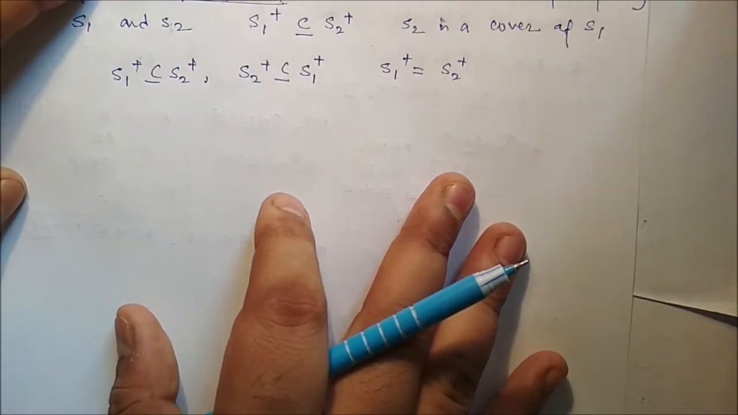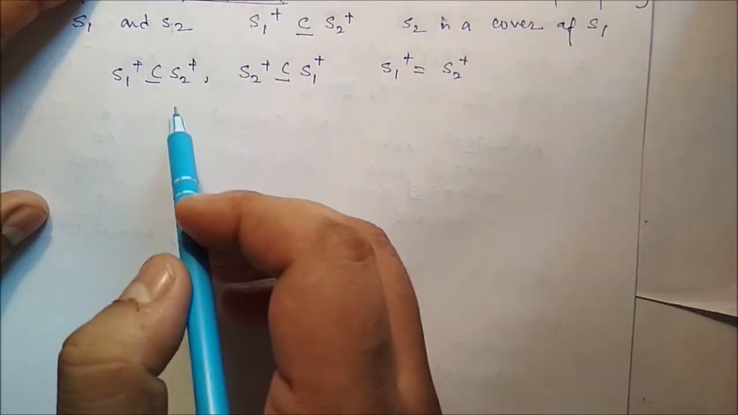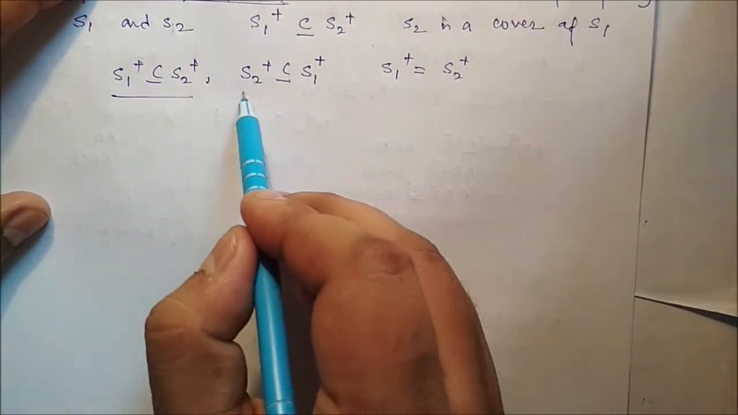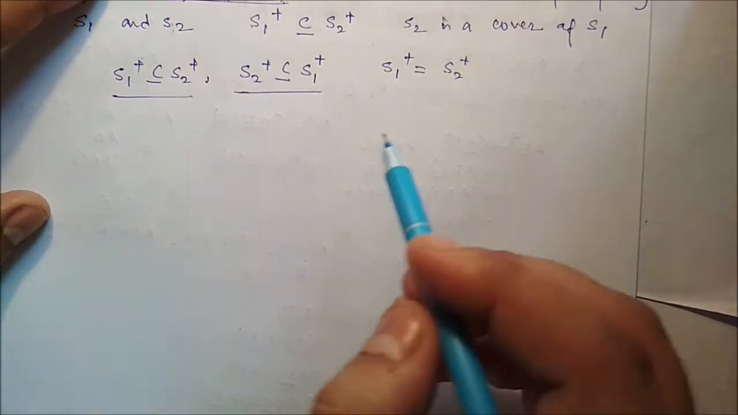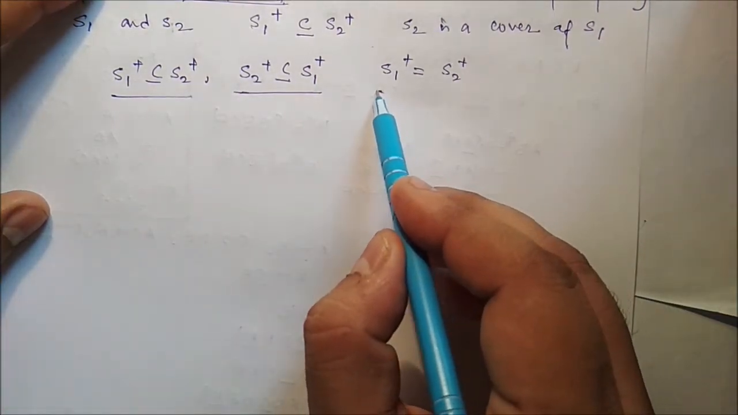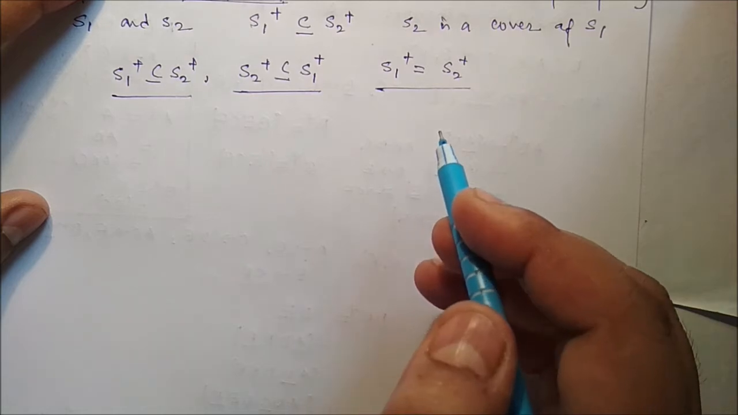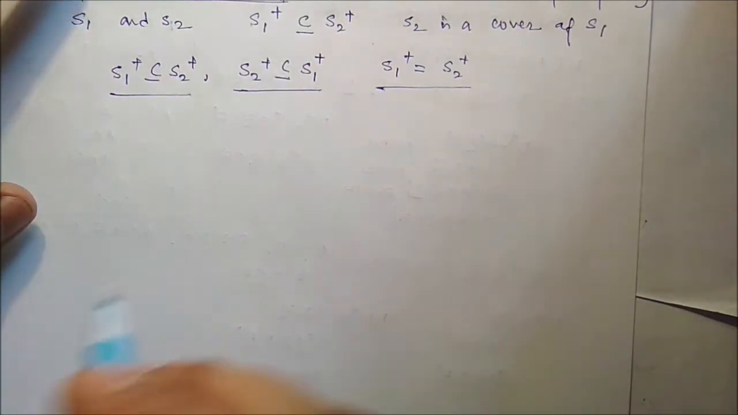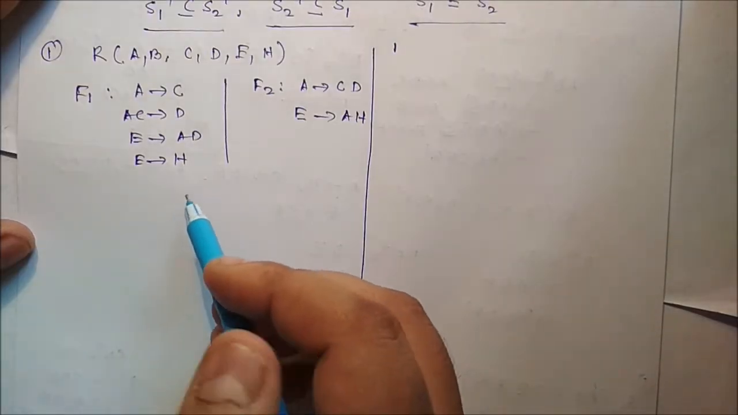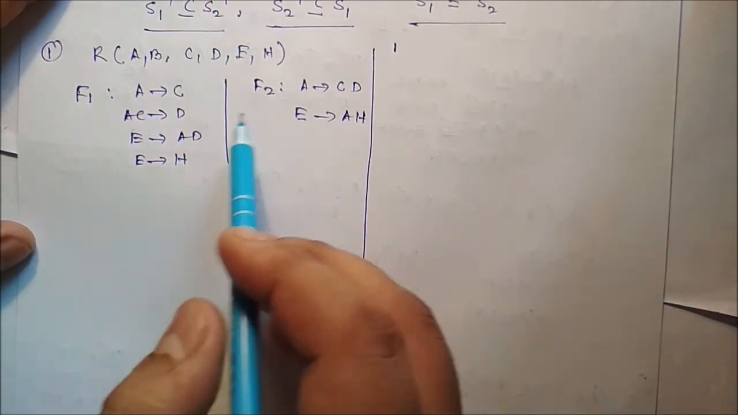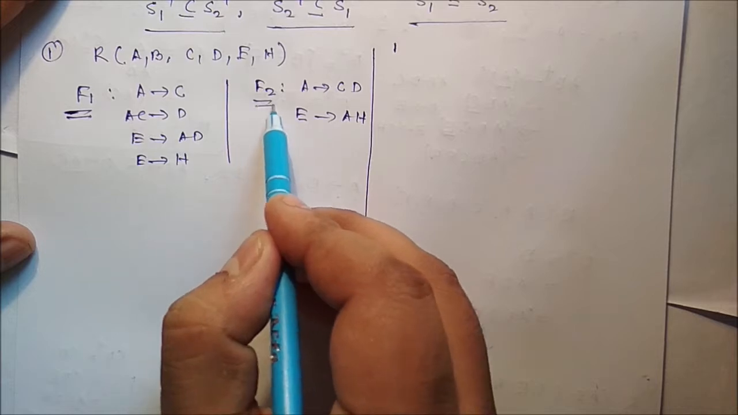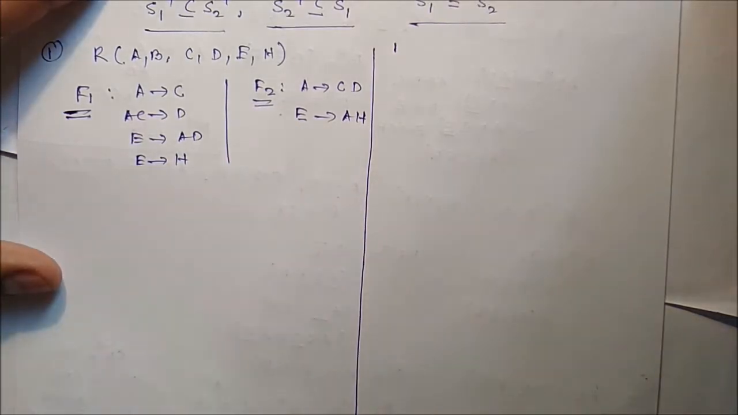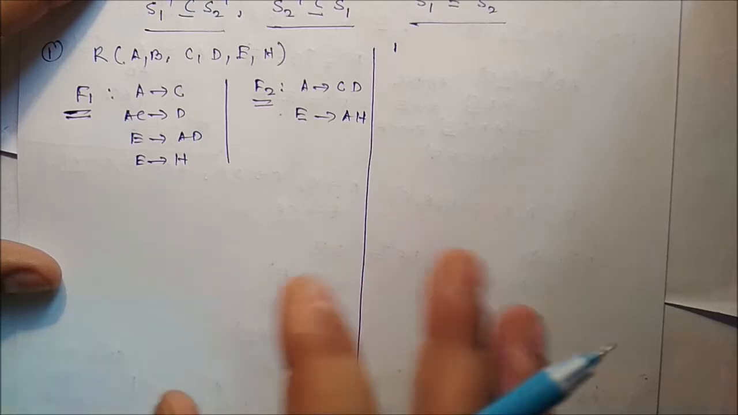Are you getting this one? So if S2 is a cover of S1 and S1 is a cover of S2, that is S1 closure is equal to S2 closure, and we say that F1 and F2 are equivalent. Now let's see some examples. We have two sets of FDs, F1 and F2, and we have to check whether they are equivalent or not.